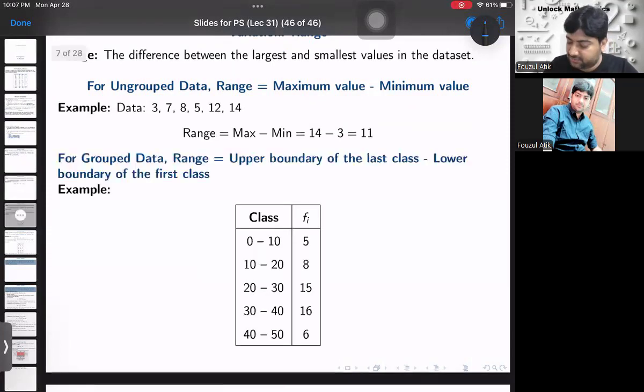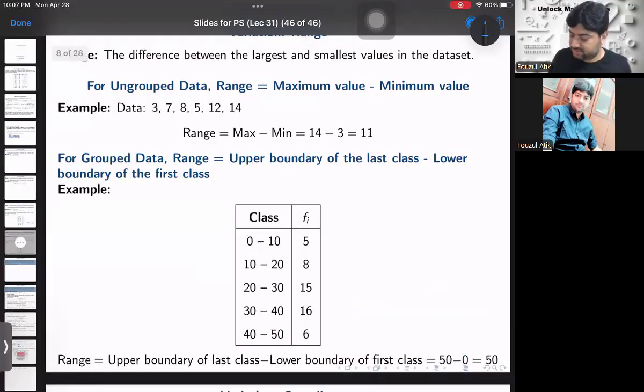In this case, what will be your formula? For grouped data, range is equal to the upper boundary of the last class minus the lower boundary of the first class. It is very natural to understand that range means the data is spread from where to where. So the maximum value is 50, which is the upper boundary of the last class, minus the lower boundary of the first class. So 50 minus 0. In this case, range is equal to 50 minus 0, which is 50.